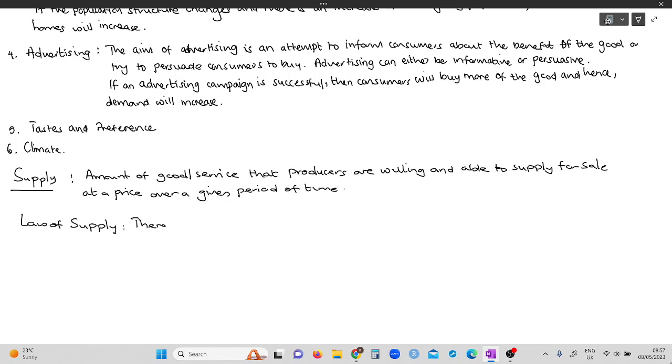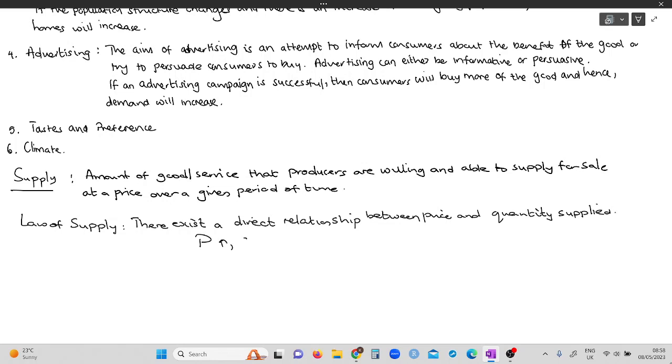So there exists a direct relationship between price and quantity supplied. This means that when the price increases, the quantity supplied will also increase, and when the price decreases, the quantity supplied will also decrease. This is what we call the direct relationship between the price and quantity supplied.